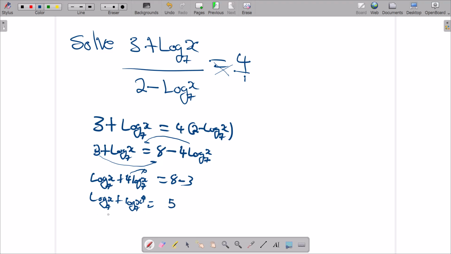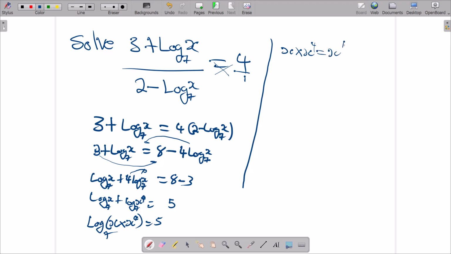If that is the case, you can see that we can multiply as agreed. The law is: if you are adding logs, we multiply; if you are multiplying, we add. So it means here it is x times x power 4 bracket base 7 is equal to 5. According to the laws of exponents, whenever we are multiplying with the same base, it is x power 1 plus 4, which is x power 5. So we get log x power 5 base 7 is equal to 5.